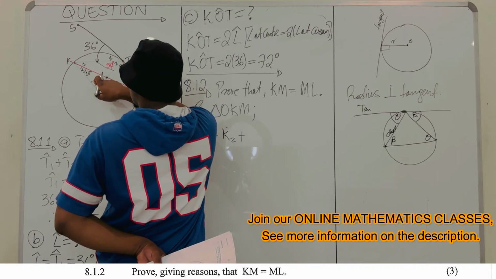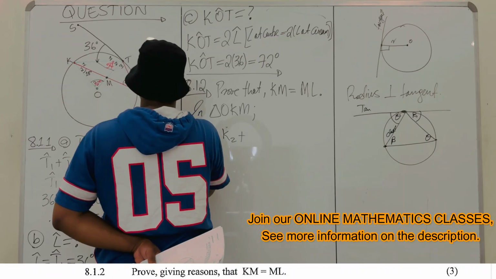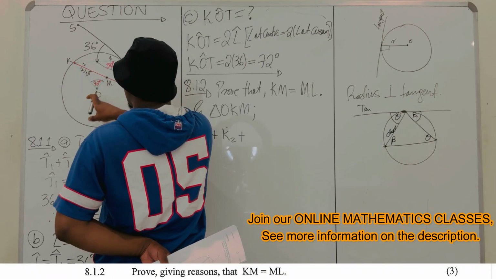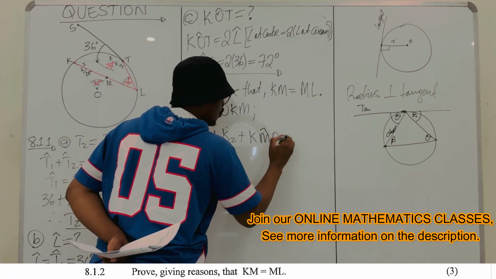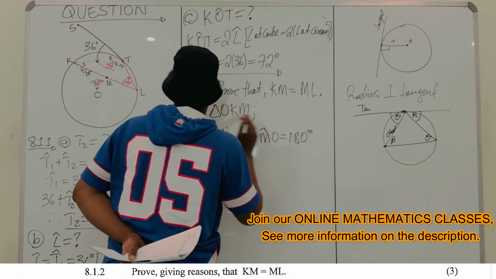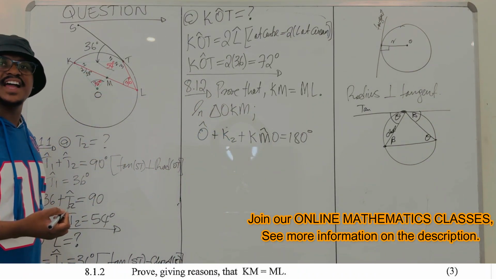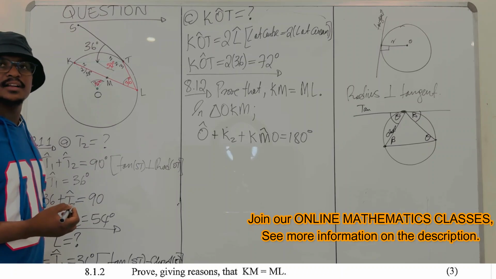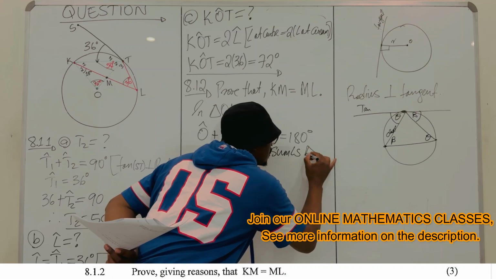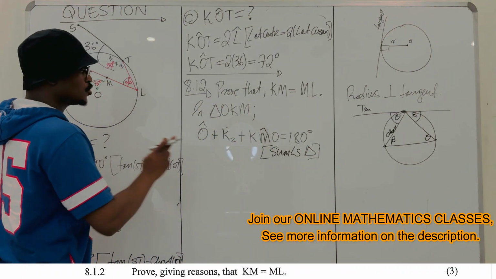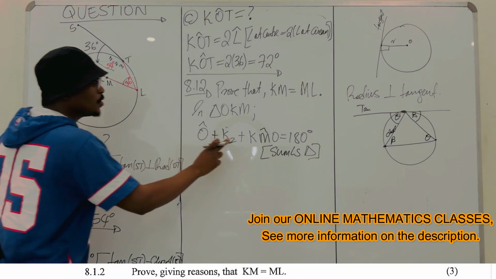In triangle OKM, if we add angle O, angle K2, and this angle M here, let's just say angle M formed by KM and MO, which I'll call angle KMO, it is 180 degrees. If you add these angles in a triangle, it will be 180 degrees because these are the interior angles of a triangle. So let's go and find this angle there.